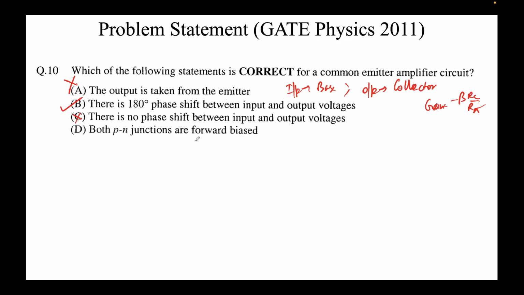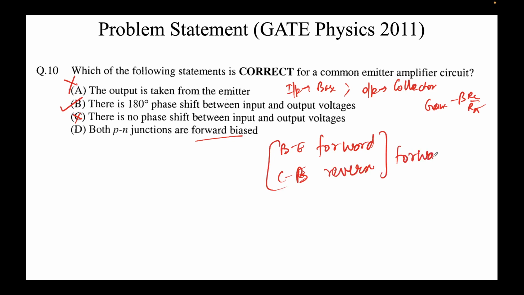Both PN junctions are forward biased? No, we saw that base-emitter was forward and collector-base was reverse, and this mode is also known as the forward active region of a BJT. So this is what we have talked about. So D is also wrong. So only option B is correct.